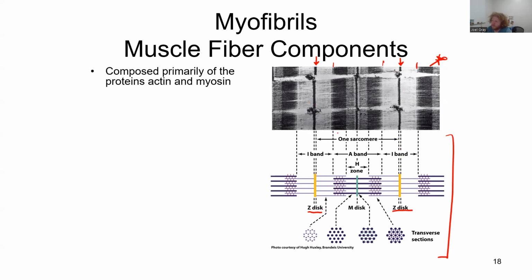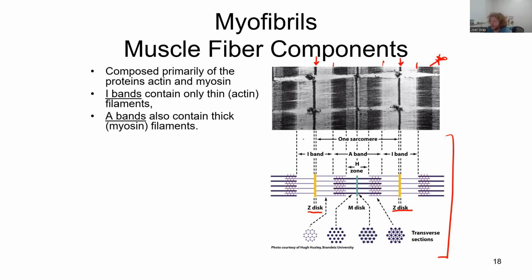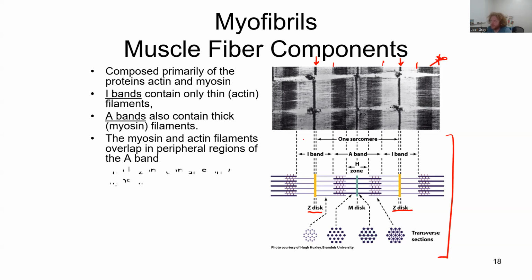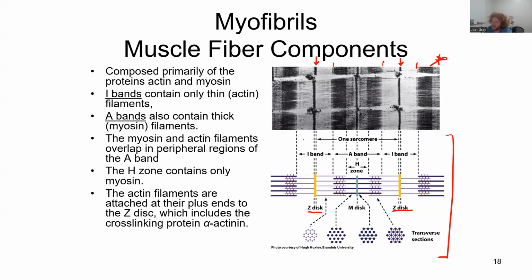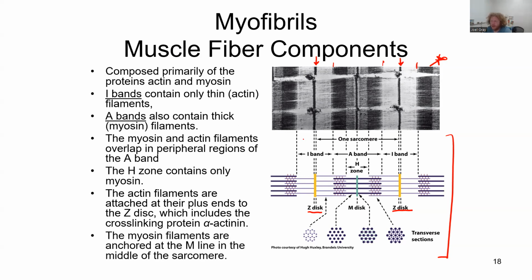Now, these are composed of the proteins actin and myosin. The I band contains only actin. A bands contain actin and myosin. The myosin and actin filaments overlap in peripheral regions of the A bands. The H zone contains only myosin. The actin filaments are attached at their plus ends to the Z disc, which includes the cross-linking protein alpha-actinin, and the myosin filaments are anchored at the M line, which is the M disc, in the direct center in the middle of a sarcomere.